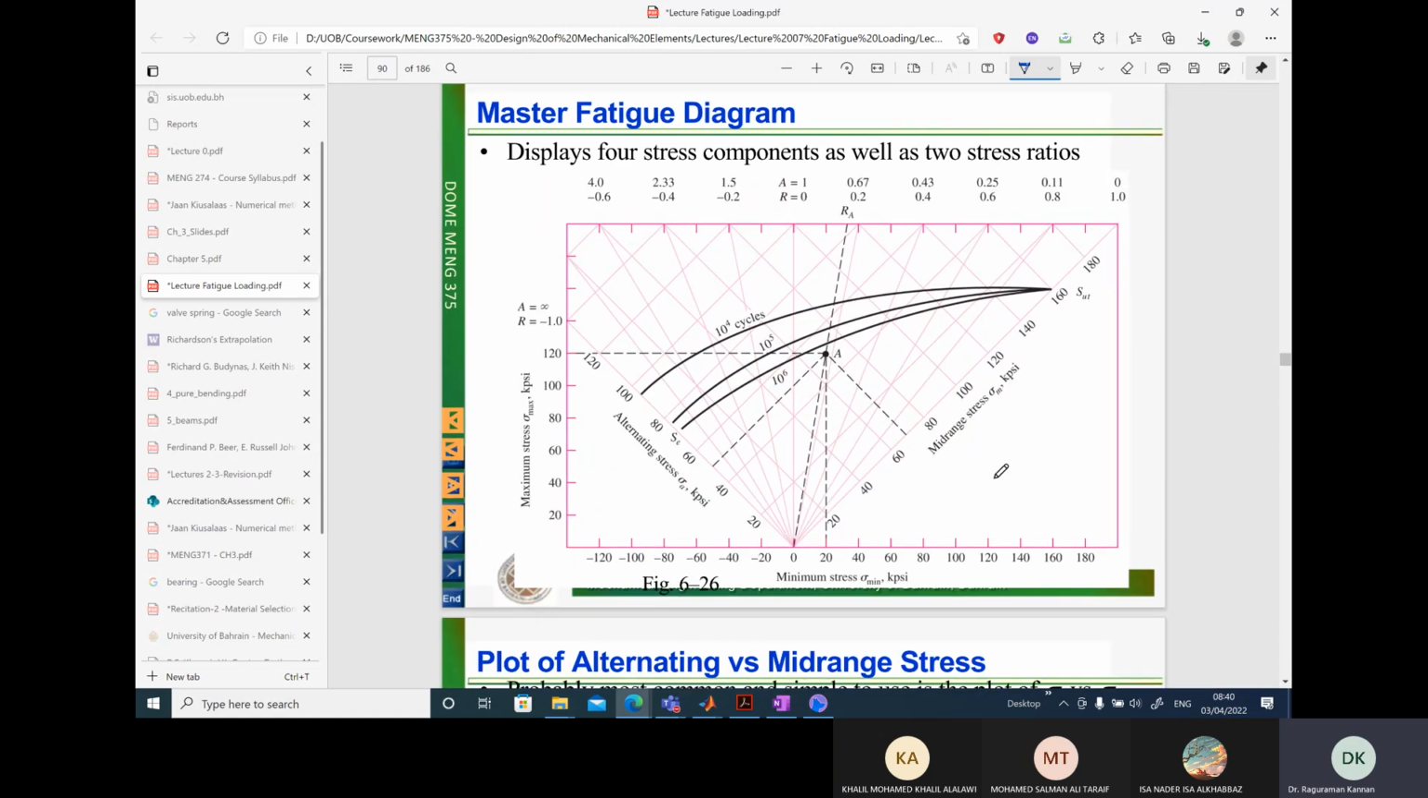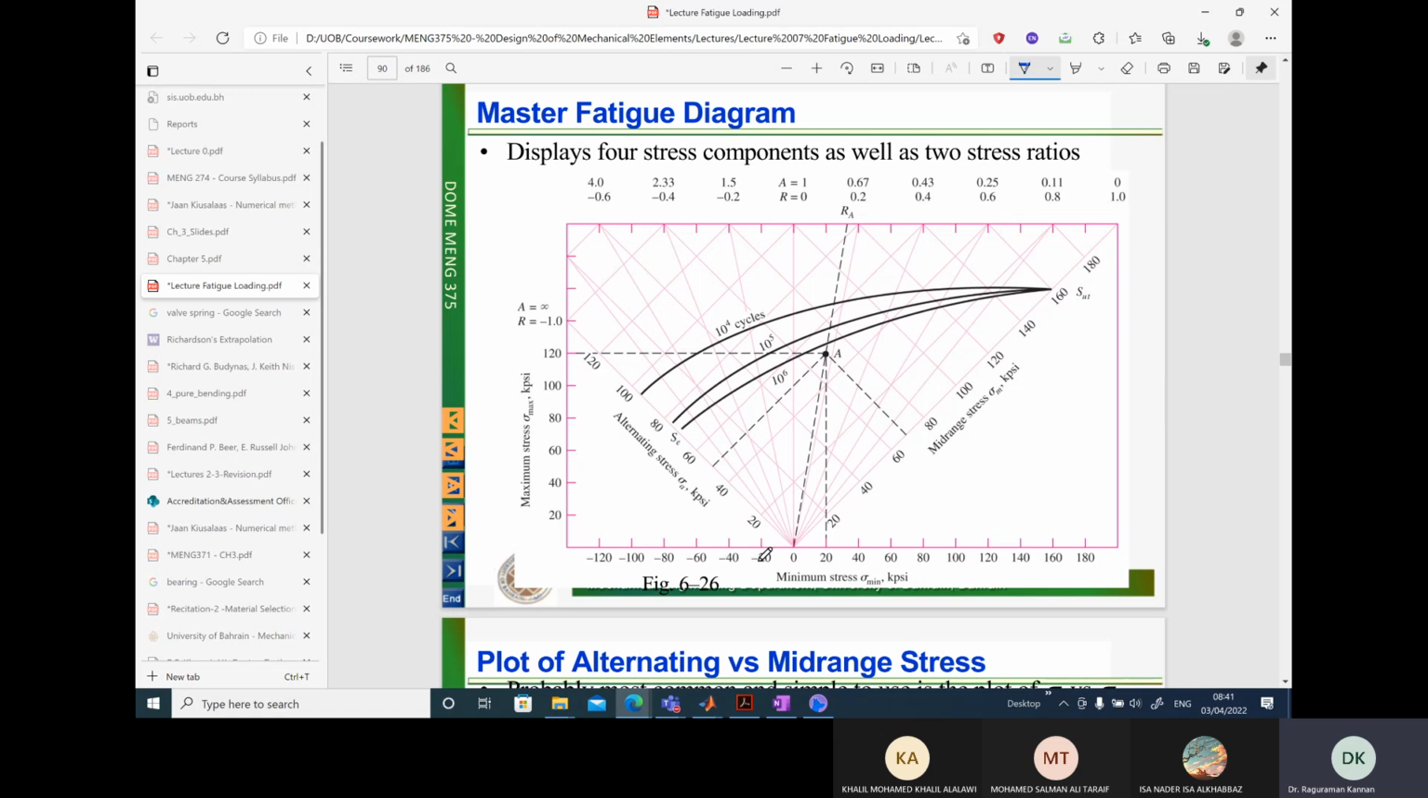There is also a master fatigue diagram. In most industries, we will have a master fatigue diagram, and we will try to follow this. Okay, a simplified version of the fatigue diagram is given here. So what does the master fatigue diagram have? You have the minimum stress on the x-axis and the maximum stress on the y-axis. At 45-degree angles, you have the mean stress and the amplitude of stress.